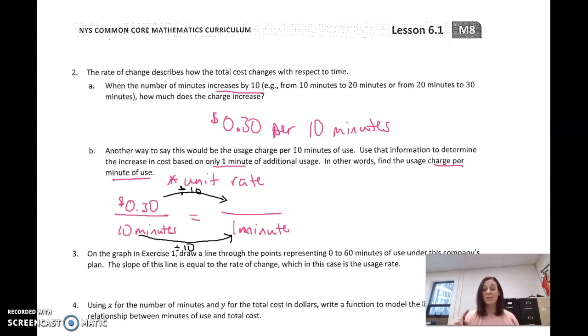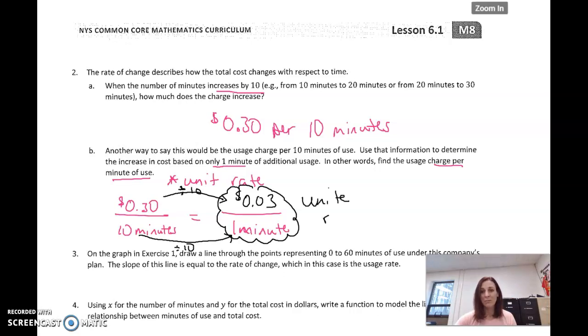Remember what I said. This isn't brand new stuff. We're diving deeper into understanding. So if I take 30 cents, 3/10, 30 hundredths, however, and I divide it by 10, just grab a calculator, divide it by 10, that gives me 0.03. So it looks like we're paying 3 cents per minute. This is the unit rate. Not unite. Unit rate. Okay? All right.